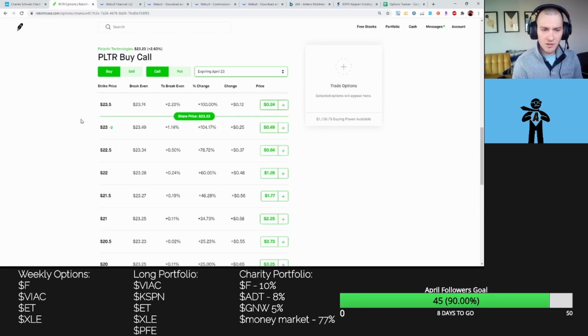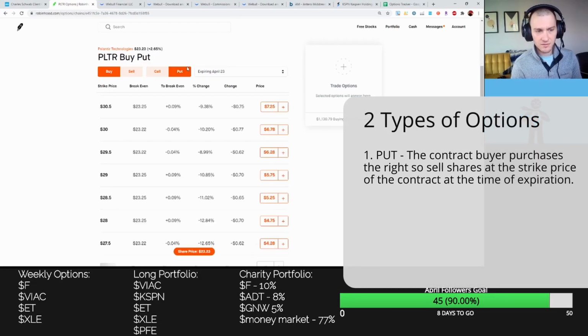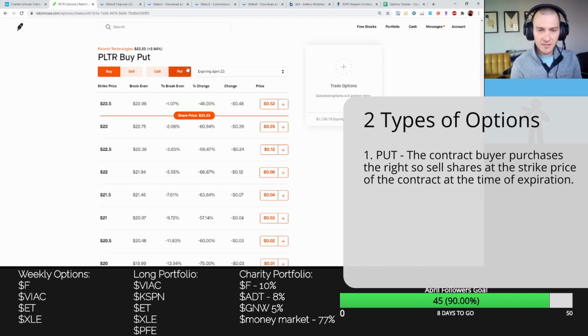All right, so to keep going here, a put is the right to sell the underlying asset. So someone would buy a put and say, hey, if on April 23rd the price of Palantir or the underlying is under the strike price of $23, I'm going to sell it to you for $23 no matter what it is. Right? If it drops all the way to $20 tomorrow, I still get to sell it to you for 23. So it's a form of insurance for people that are holding stock.